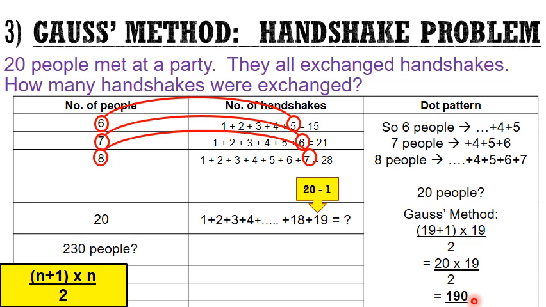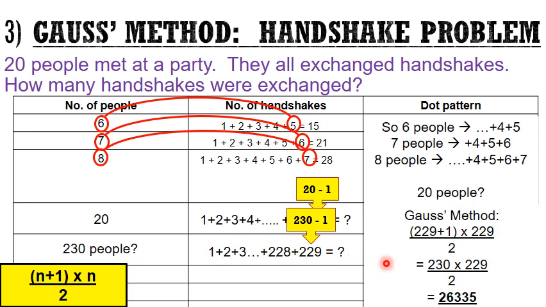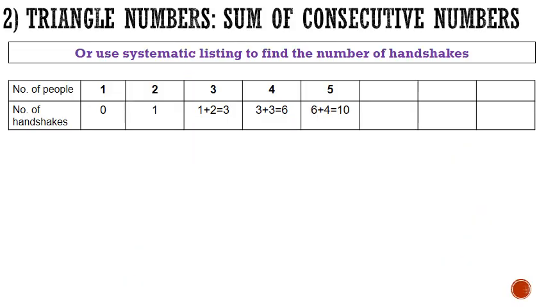What if this is a big party? 230 people. How do we solve this? Again, 230 people. We know the relationship between the number of people and the last number in the number of handshakes. So this one will be 229 because 230 minus 1. Then again, we apply the Gauss method, the formula. 229 plus 1 times 229 divided by 2 equals 26,335 handshakes.